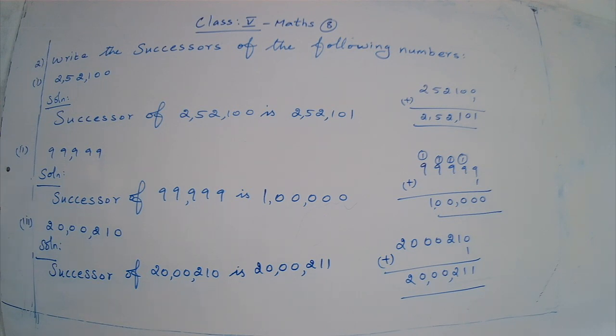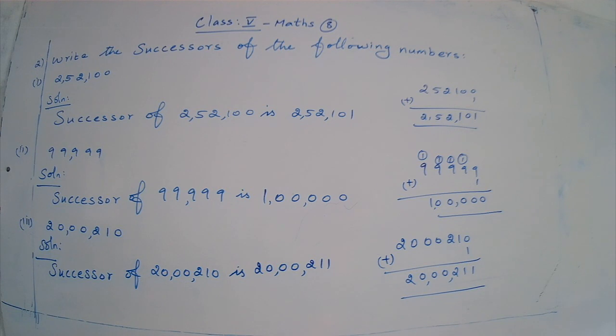You continue the class, okay? The first question is already done. So you draw one line using a scale. Then after that you start the second question, write the successor of the following numbers. Once a question's answer is completed, you draw a line using a scale. Okay, children? Use a scale when drawing the line.